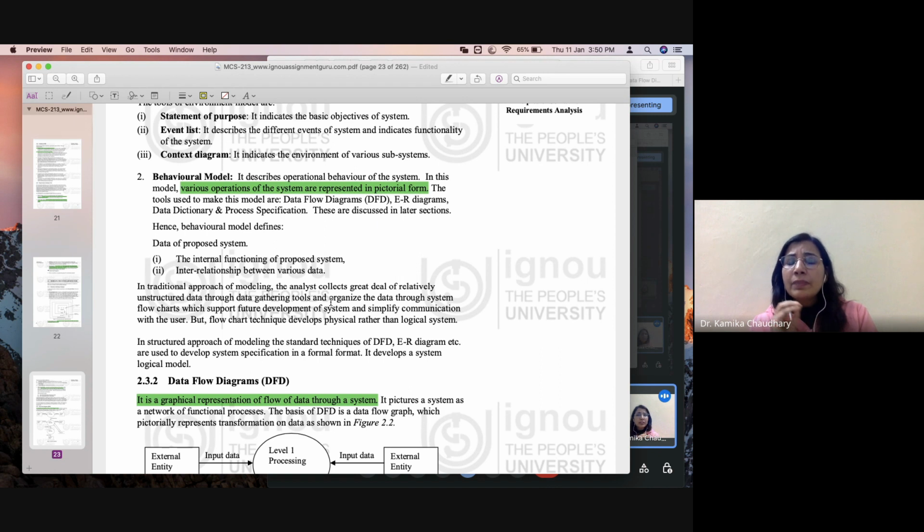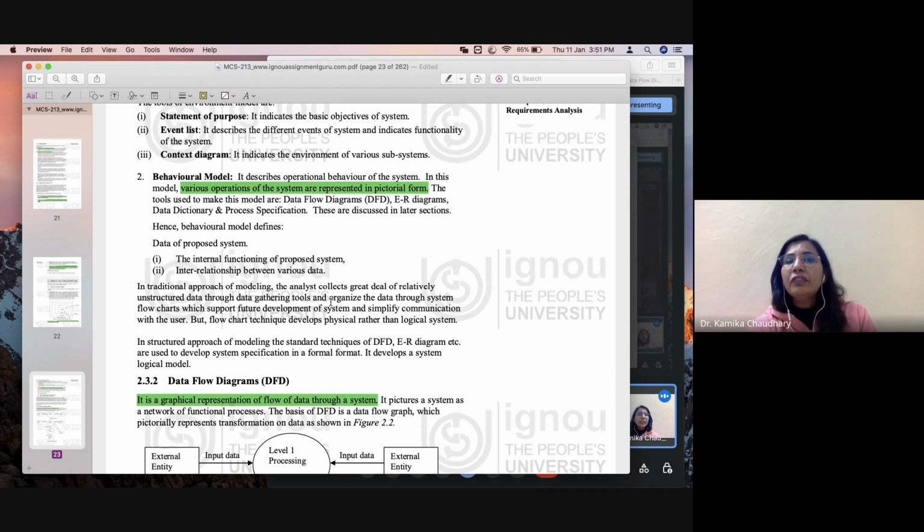Behavioral model means what process is going to be followed for the development of the software. How the operations of the software are going to be performed, what will be the set of steps, what will be the process, how to represent it, that comes under your behavioral model. The representation is always done in pictorial form.